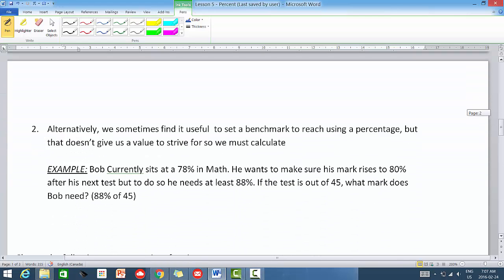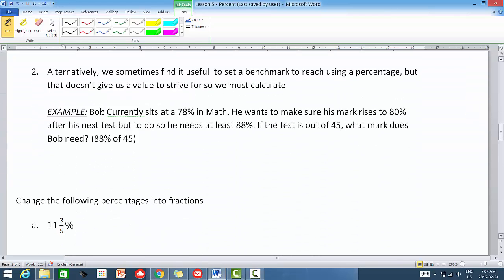Moving on. Alternatively, we sometimes find it useful to set a benchmark to reach using a percentage, but that doesn't give us a value to strive for, so we must calculate. What I mean by that is that on your tests, there's been more than one time, I'm sure, where you've said, oh, I hope I get 90% or I hope I get 95%. But what is that mark really when the test is out of 40 or 50 or 60 or 70? Working with percentages that way helps us to put a number on a percent, how much that percent is actually worth.